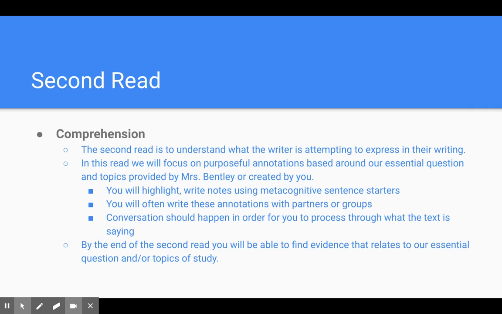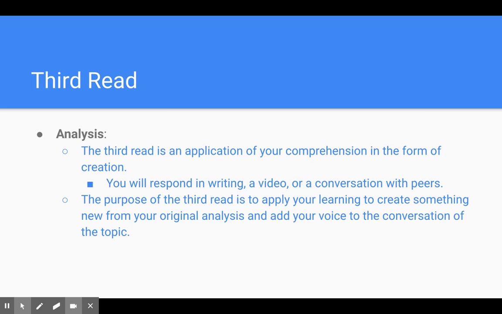By the end of the second read, you'll be able to find evidence, which means quotes, that relates to our essential question and topics of study, because for our third read, you'll utilize that evidence in order to apply your comprehension to create something. So you'll respond or create writing, a video, or maybe dialogue or conversation with peers in the form of a discussion.